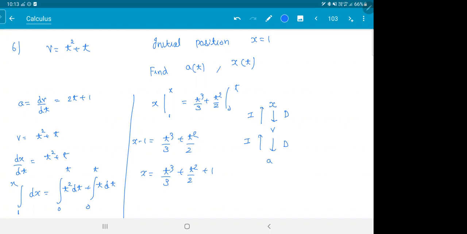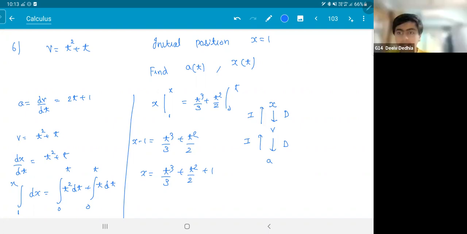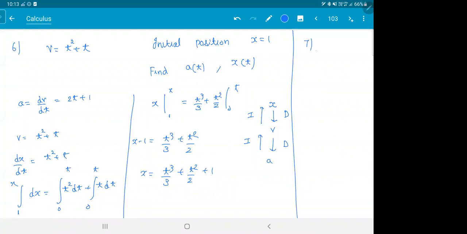Any doubts? Can I turn the page? Sir, I'm writing. Just a second, please. Yeah. Chalo, do this thing in the meantime then.